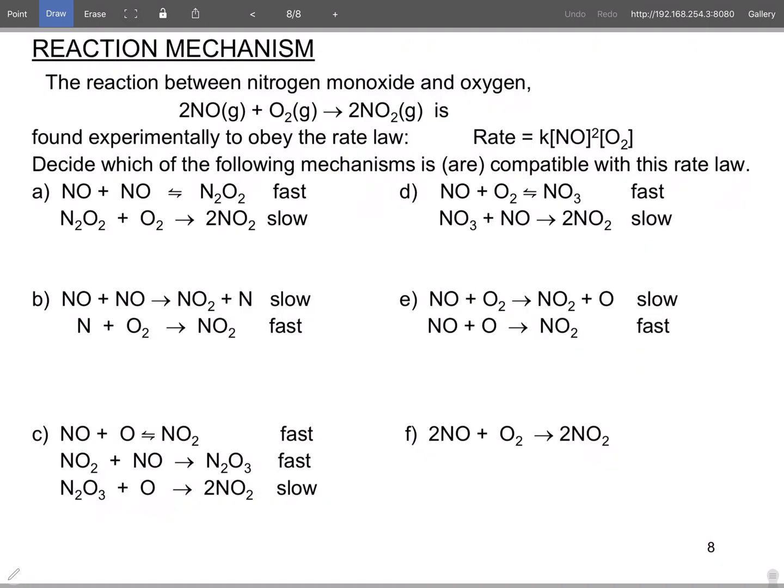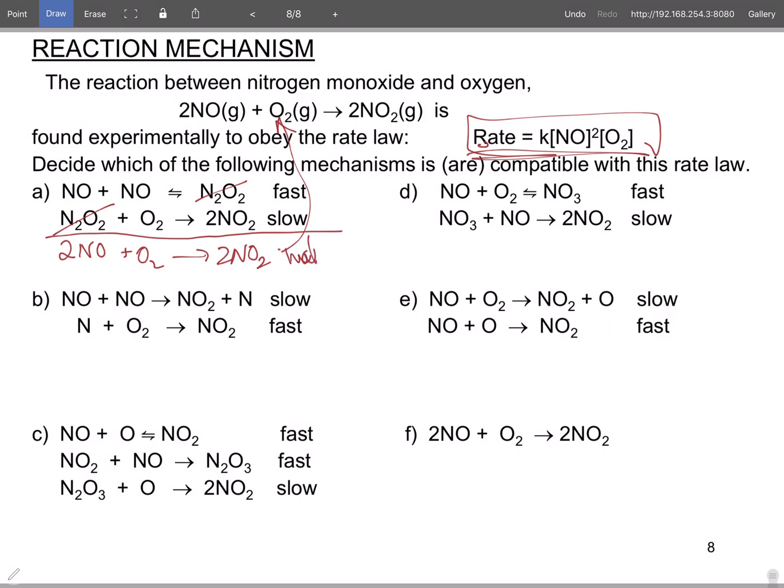So back to the reaction mechanisms. The reaction between nitrogen monoxide and oxygen is written there. And it's found to experimentally obey the rate law. So we know this is the rate law. Decide which of the following mechanisms are compatible with this rate law. Well, the first thing we have to do is look at it, and we're going to gently mark through so we can record it. And so we've got 2NO plus O2 yields 2NO2. Okay, well, that matches up here. So far, so good.